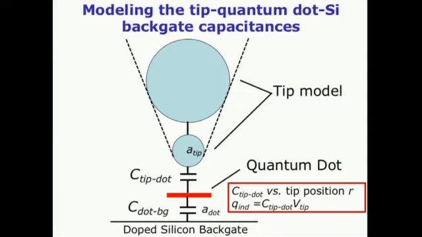So the equation for the charge induced on the dot, if you just vary the tip position, the charge induced equals the capacitance between the tip and the dot multiplied by the voltage at the tip, if you keep everything else fixed. That's the first experiment we do. We keep the back gate fixed, and we change the position of the tip in the imaging experiment.